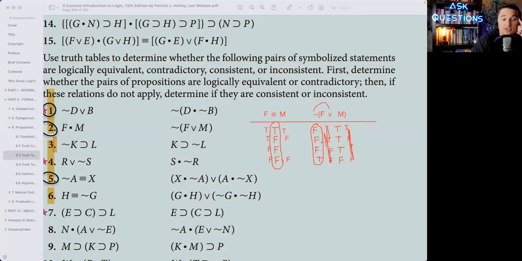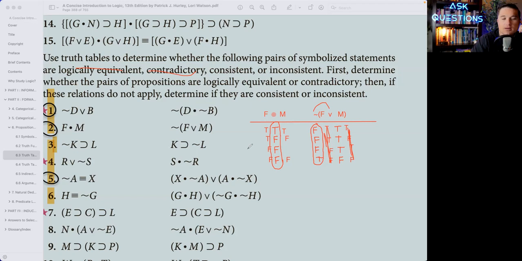So these are not contradictory statements because we would need to have the opposite values. We would need F triple T, and we don't have F triple T. We have triple FT, which is interesting, but not self-contradictory. So they're certainly not equivalent. They're not contradictory. So the first relations didn't apply. So we're going to see if they're consistent or inconsistent.